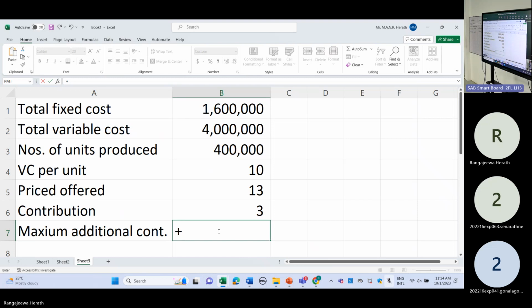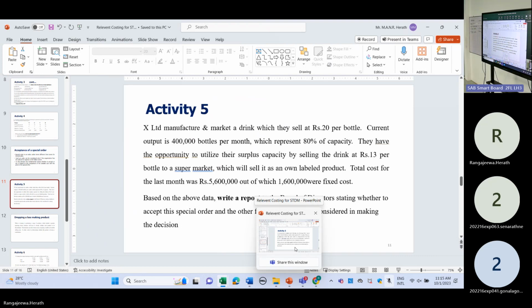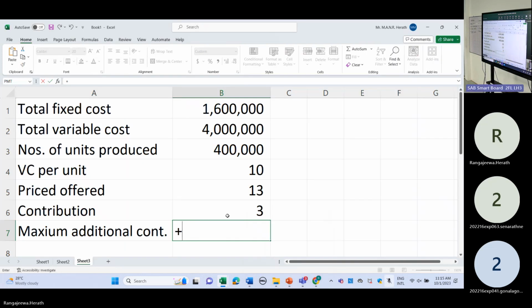Current output is 400,000 with the supermarket. They have an opportunity to utilize the surplus capacity and sell 30,000 for a supermarket, which will sell it under their own label. The total cost is 560, of which 1.6 is fixed. Right. About 400,000 is equal to 0.8, 80%.